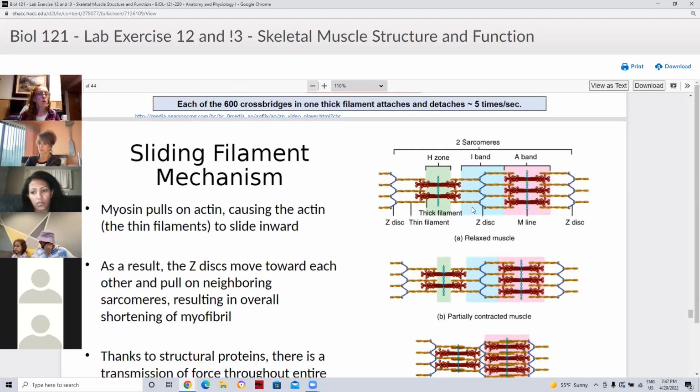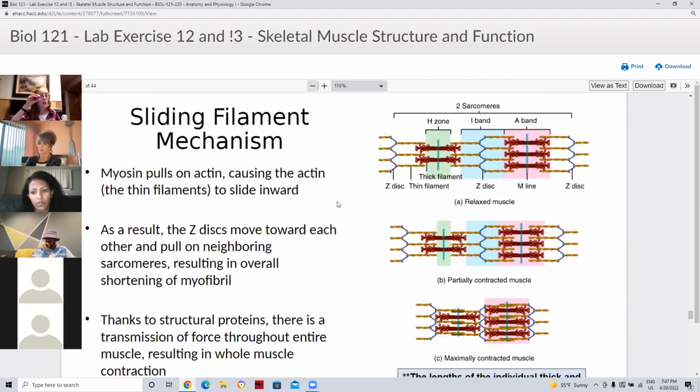So the myosin is going to pull on the actin, causing the filaments to slide forward towards that M line. As a result, the Z discs move forward toward each other and pull on neighboring sarcomeres, resulting in an overall shortening of the myofibril. Remember, as individual Z discs are moving towards each other, we're shortening one sarcomere at a time. And because they're attached end to end, the overall process is that the whole myofibril is going to shorten in length.